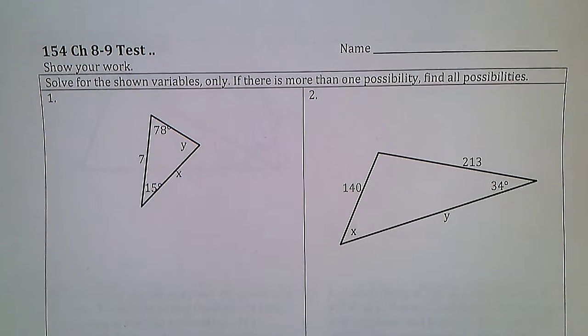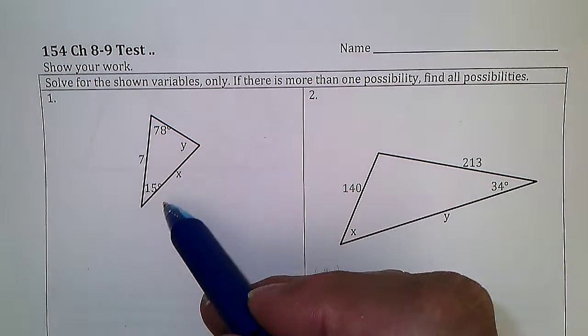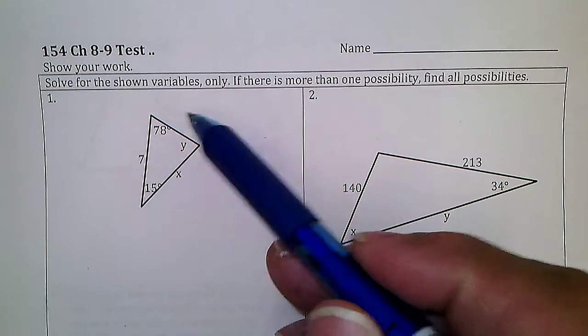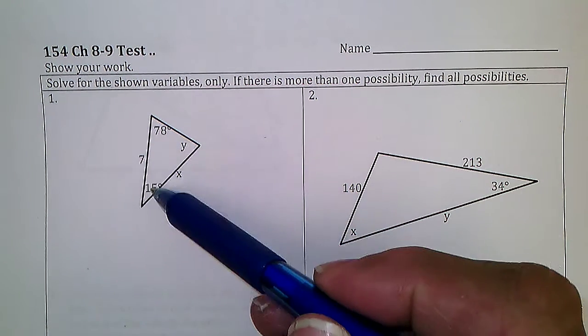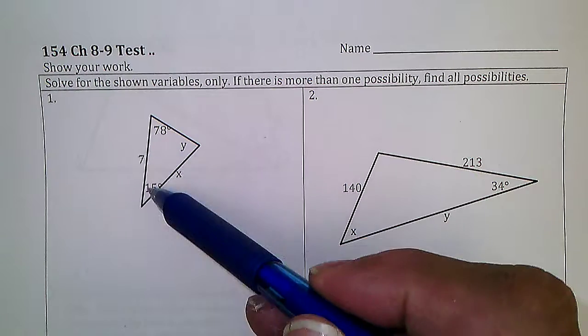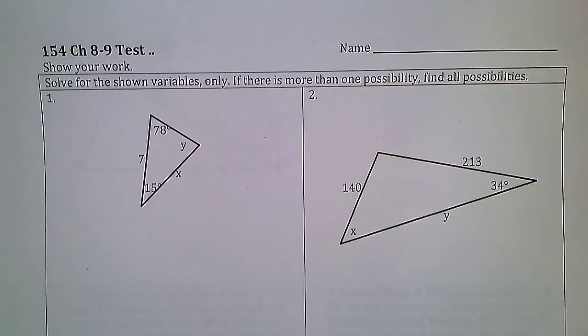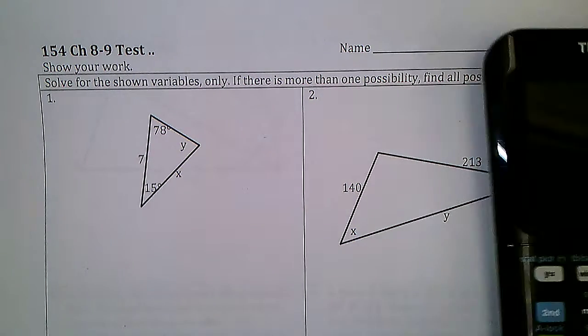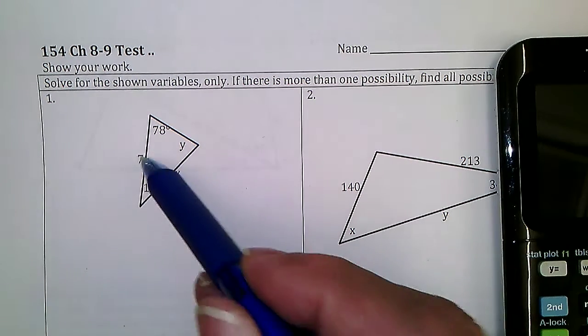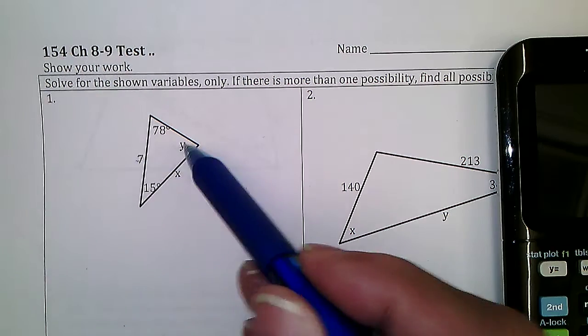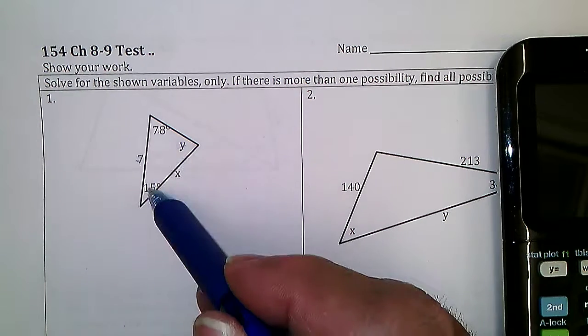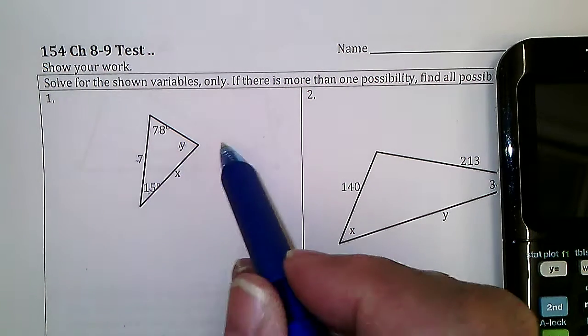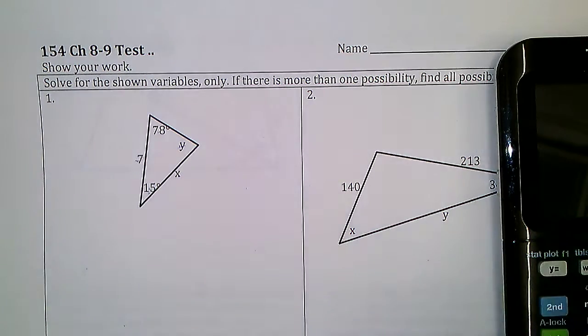Do chapter 8, 9 tests. First one here is side with angles on either side. So it's angle, side, angle. And so we will do maybe law of sines, but then I'd have to know why, but that's pretty easy. If we know two angles, the third one will be 180 minus those two.